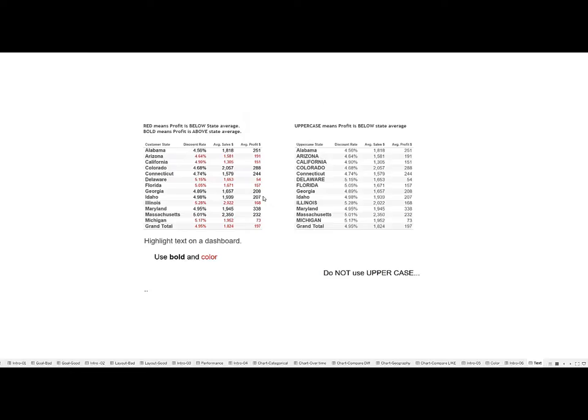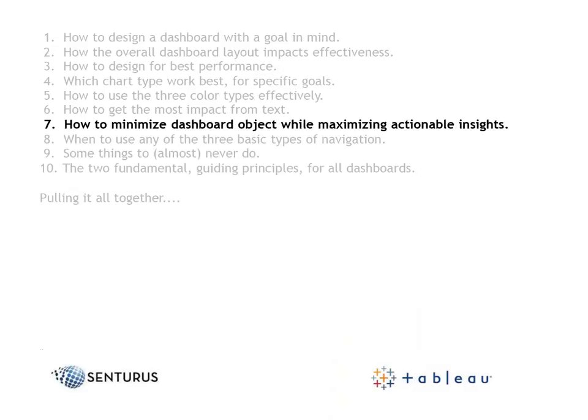So in terms of text, pretty straightforward here. In this visualization, we're looking at the discount rate, average sales, etc. by state. What I did was use conditional highlighting or coloring to show where it's below the state average, and we bold it where it's above, so it jumps out a little bit more. What you shouldn't do, generally speaking, is use uppercase. It's hard to tease out, and you just look like your angry uncle on Facebook who types in all caps when he's mad about your choice on the political spectrum.